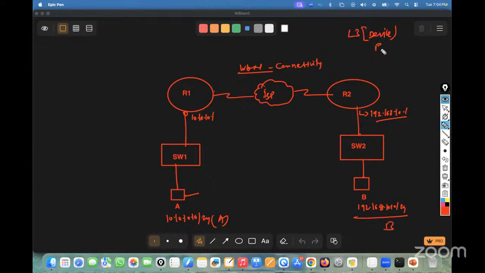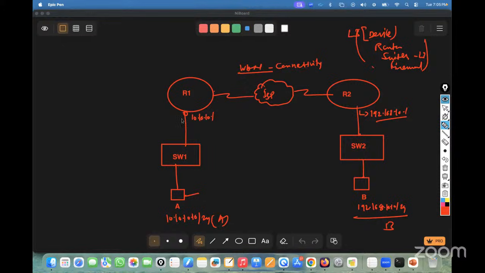A Layer 3 device can be your router, your switch, or your firewall. These are all network devices. Layer 3 switches also support networking routing protocols. So you have to do routing, and based on that routing, your packet is going to be moved to R1, and then further on to your destination host.